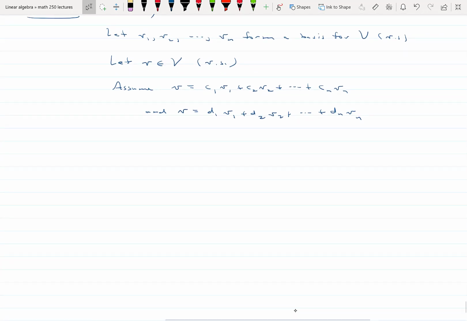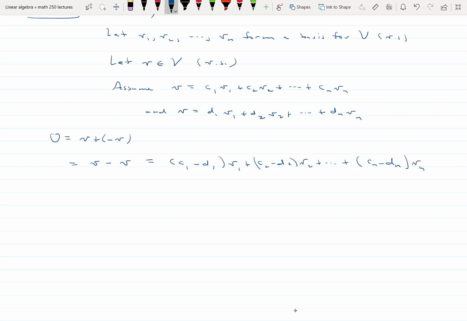If I have these two separate representations of v, then when I subtract them, I should get 0. I should get 0 when I take v and add the opposite of v, which we define as v minus v. If we use those 8 properties of the vector space and gather all the constants together, we're going to get (c1 minus d1) v1 plus (c2 minus d2) v2 plus all the way up to (cn minus dn) times vn, and that whole right-hand side equals 0. I claim that each of those coefficients, c1 minus d1, c2 minus d2, all the way up to cn minus dn, should all equal 0.